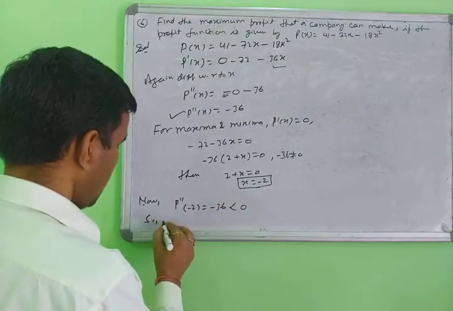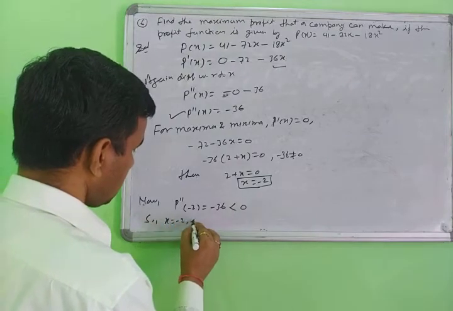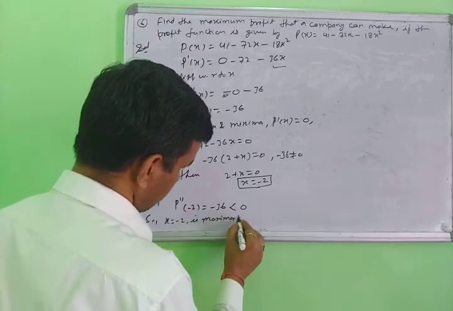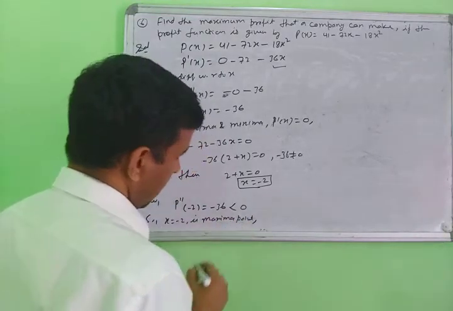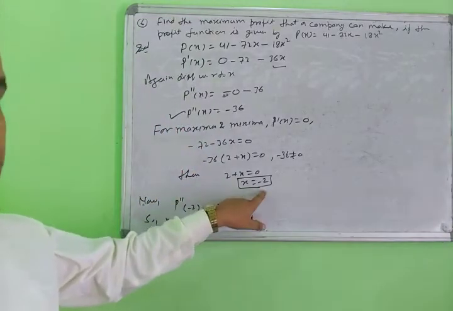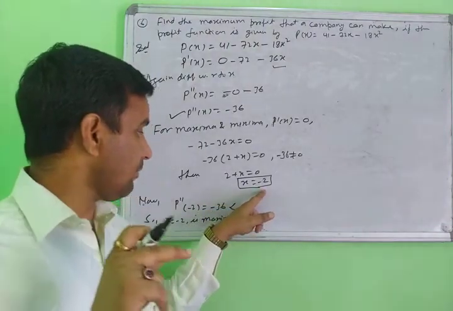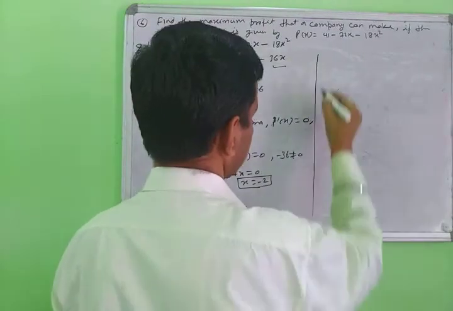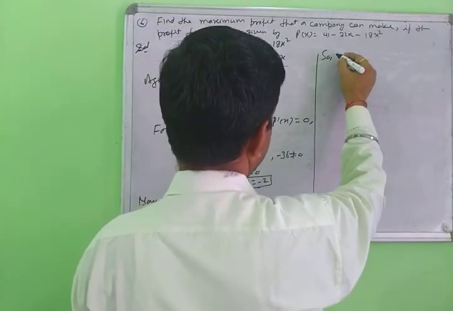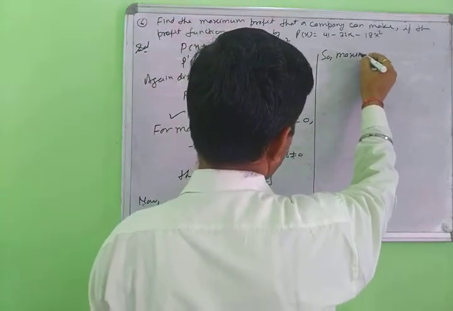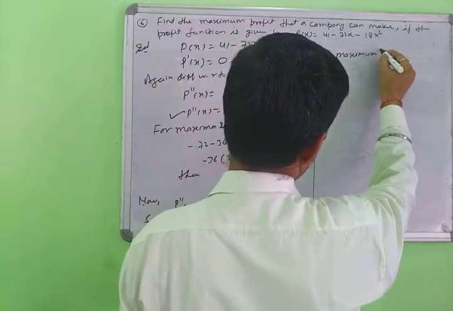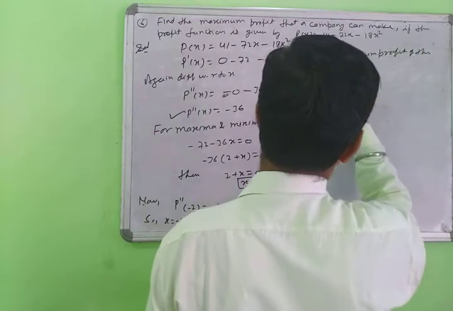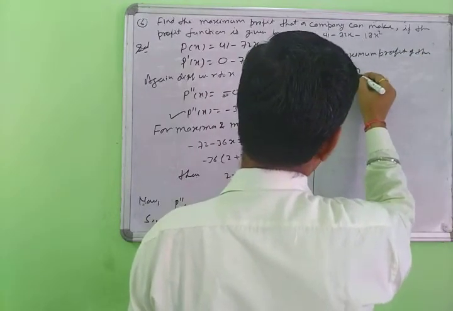So x equal to minus 2 is the maxima point. It means the company is taking the maximum profit. So the maximum profit of the company at x equal to minus 2.